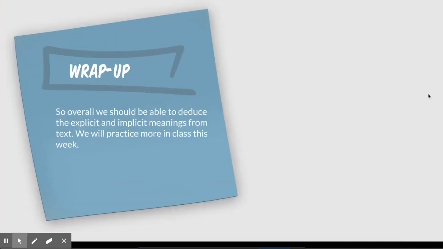So overall, we should be able to deduce the explicit and implicit meanings from texts. We're going to practice a lot more in class this week. We're going to go over a whole bunch of practicing and looking at different texts and works of literature so that we can get a really good grasp on this.